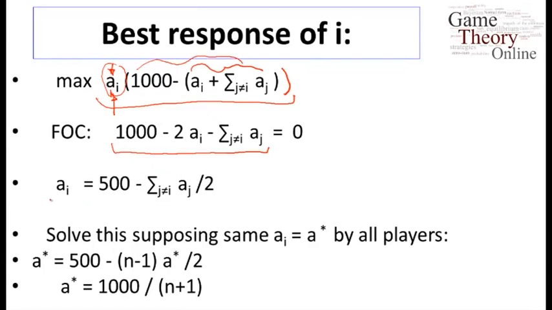Okay, so if you solve that for a_i, what's the best response of a_i in this game? You can solve that directly. You get a_i equal to 500 minus the sum of the a_j's, j not equal to i, over 2. So you're basically taking the actions of the other players, subtracting those off from 500, and that gives you an optimal a_i. Okay, so now let's try and solve this. That gives us a condition for what each best response is as a function of the other players' strategies.